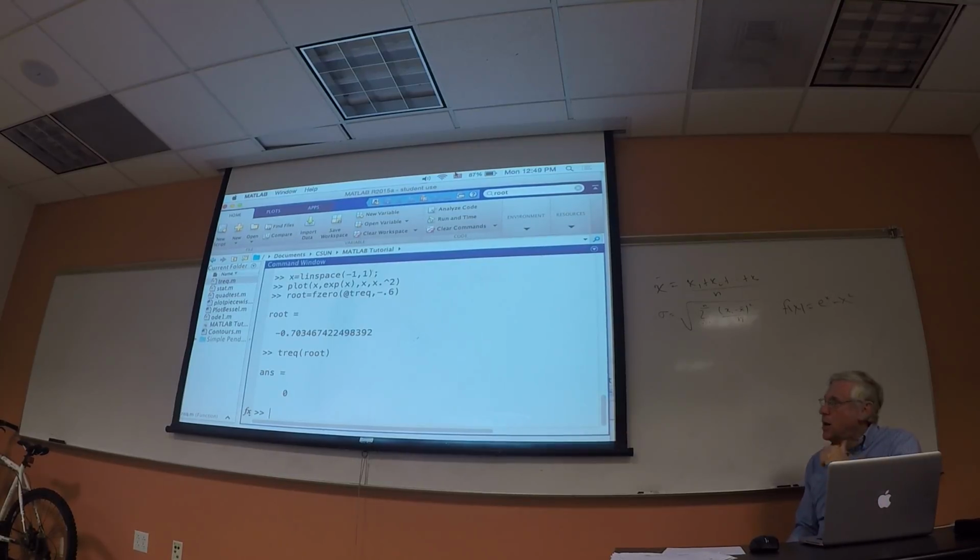Okay? And obviously, this can be used for functions that are much, much more complicated than that. So long as you can calculate your f of x, I don't care how complicated it is, at a given value of x, MATLAB will be able to find the root, provided you give it some estimate of the starting root. Okay? And just for the fun of it, let's try a really bad estimate of 0 and see if that's going to work.